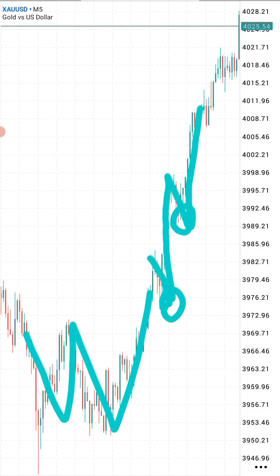Now, you have probably seen this structure break. You wait for a pullback, you enter, and it crashes through your stop loss.